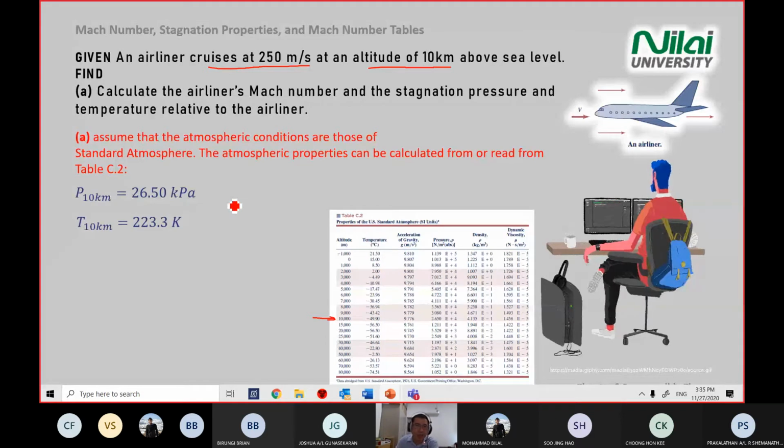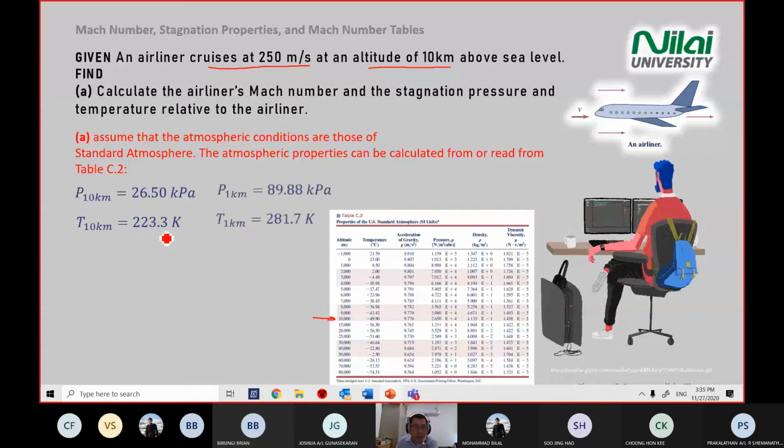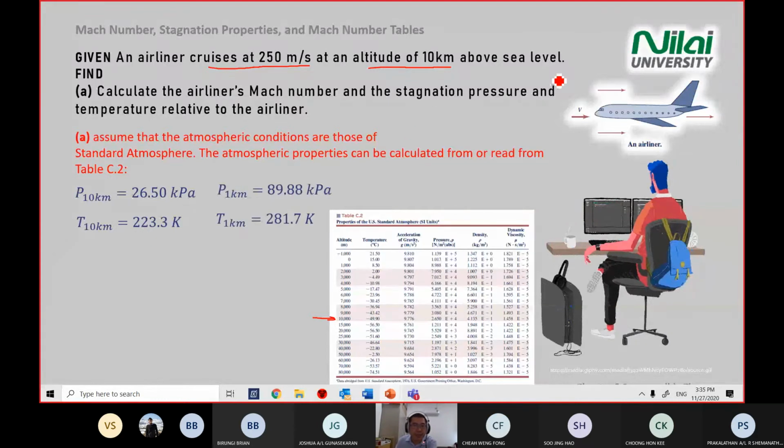So this is the place where we change the temperature, not the previous example. And then another one is that the question asks us to solve at two altitudes or two locations. One is at 10 kilometers, one is at 1 kilometer.